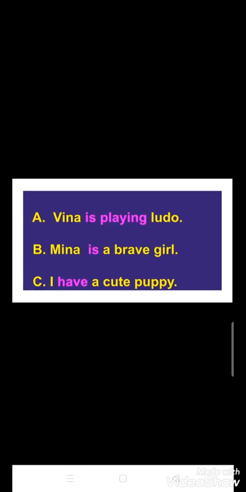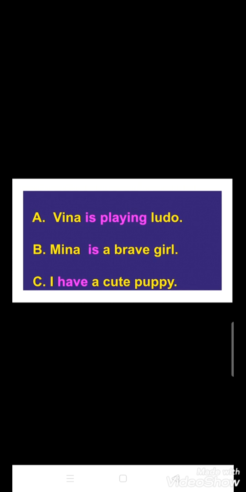In order to know about verbs, first of all, go through the examples that I have mentioned here. Number 1 is Veena is playing Ludo. Number 2 is Meena is a brave girl. And the last one is I have a cute puppy.